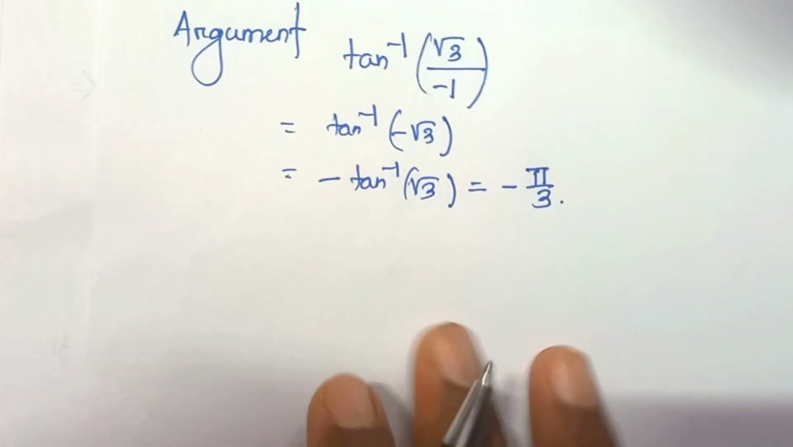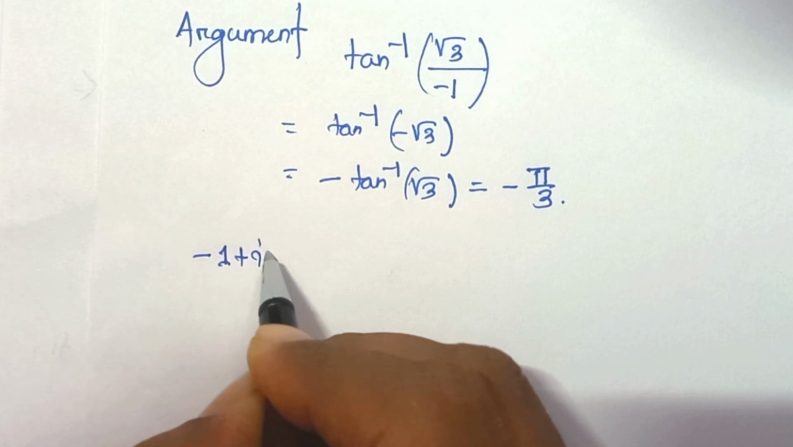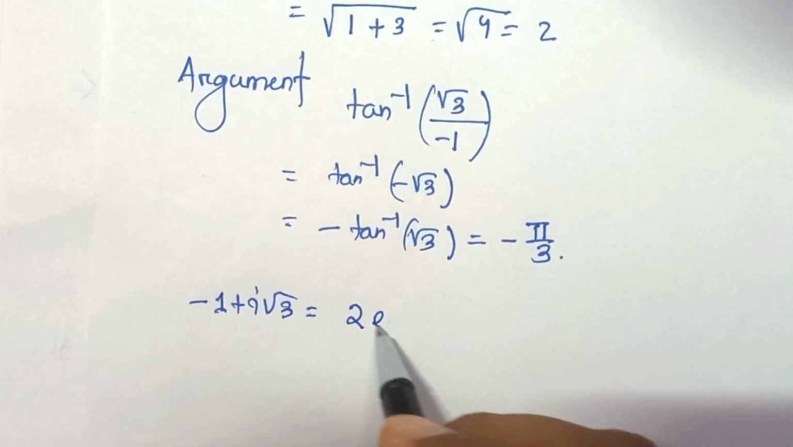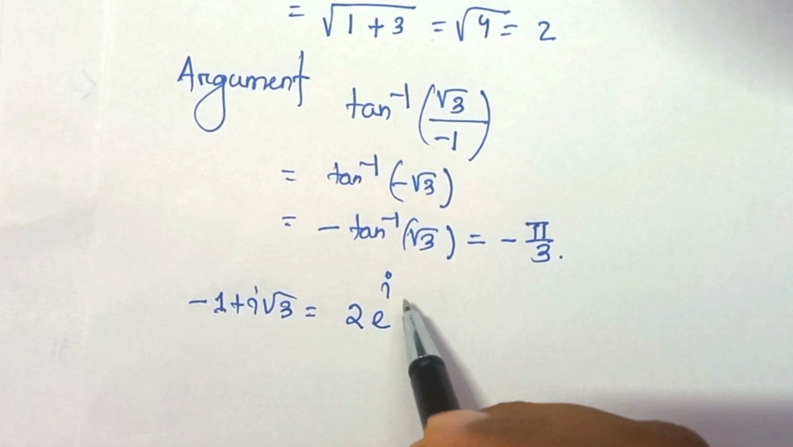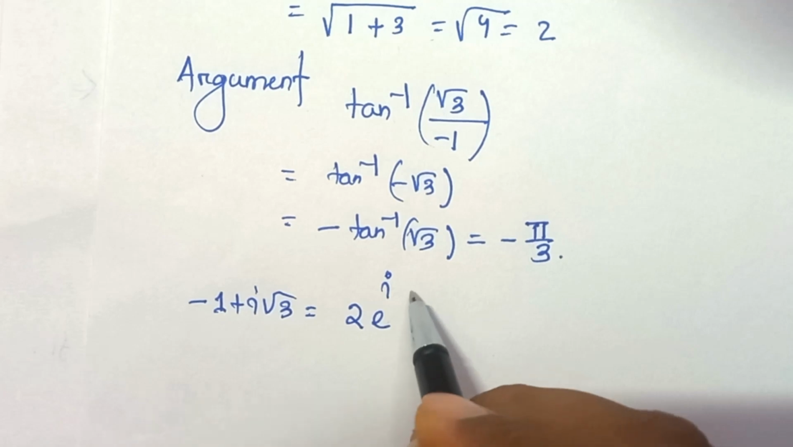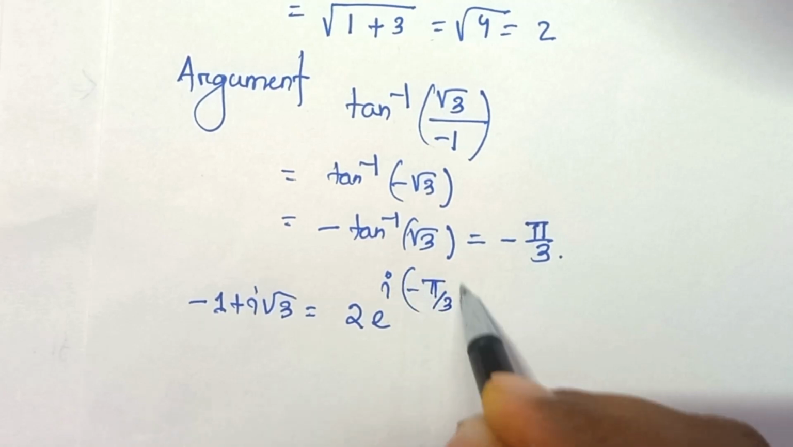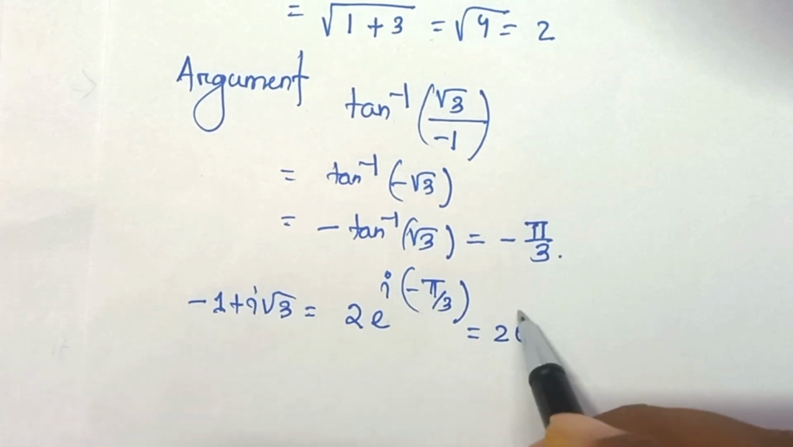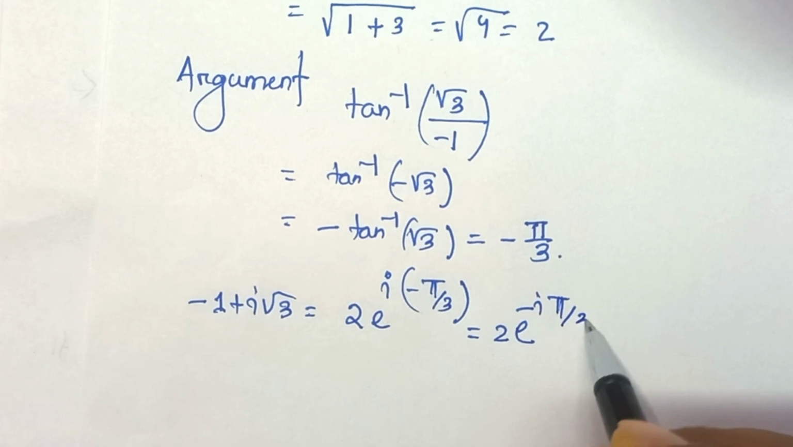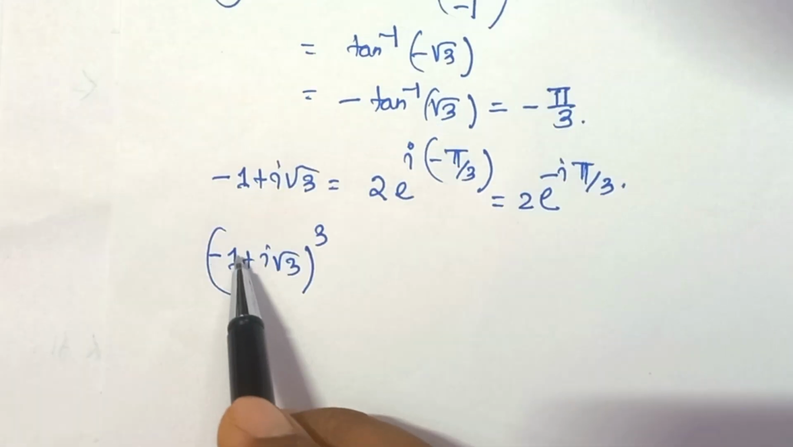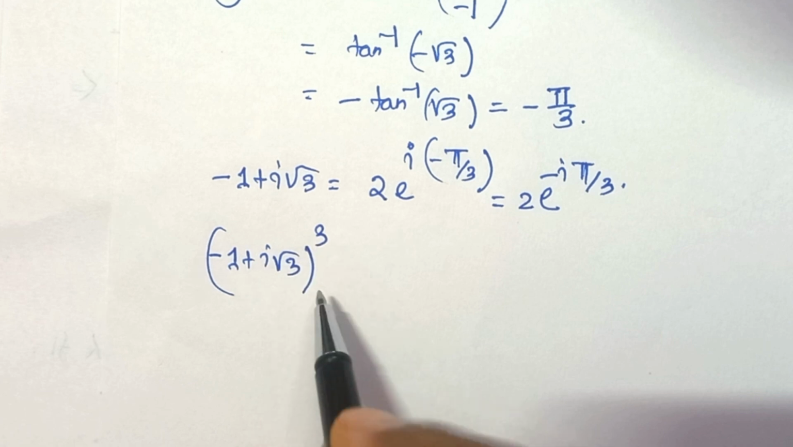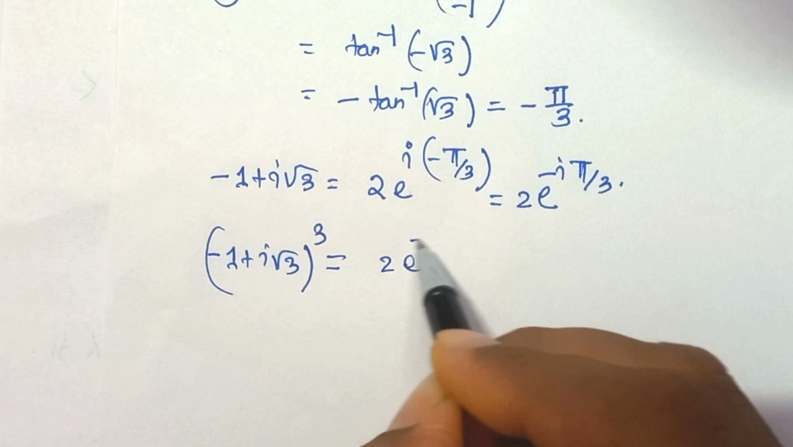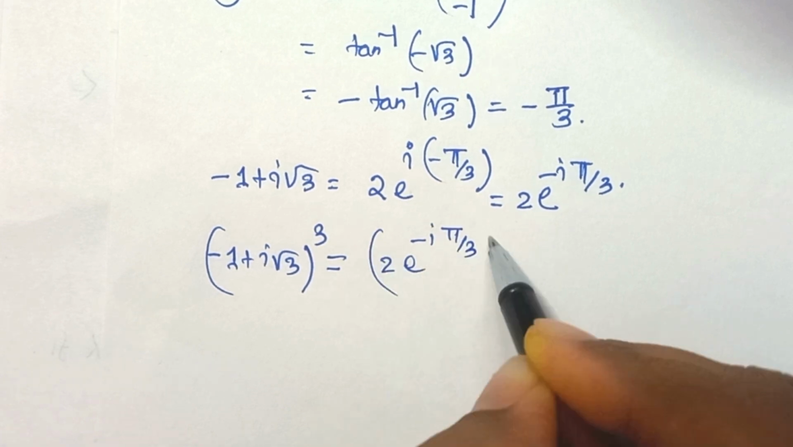That is why the given complex number can be written as minus 1 plus i root 3 is equal to the magnitude of the complex number, which is 2, and e to the power i times the argument of the given complex number, that is minus pi by 3. That is 2 times e to the power minus i pi divided by 3. Now minus 1 plus i root 3 whole to the power 3, the question that is asked to us, becomes 2 e to the power minus i pi divided by 3, whole to the power 3.